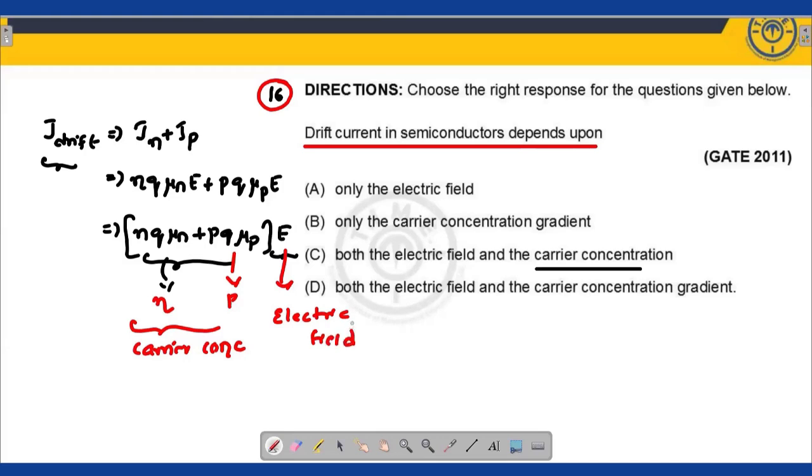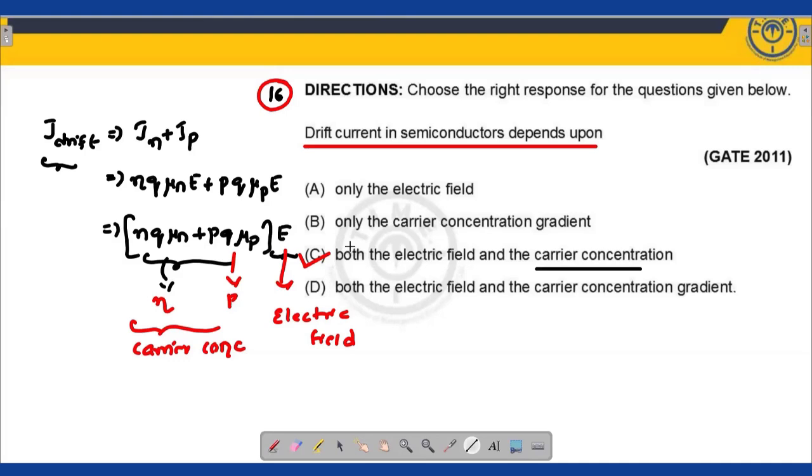Electric field over here. So ultimately, what is the option, my dear friends? The option itself is C. So this is about the question number 16 over here. Okay. Next, question number 17.